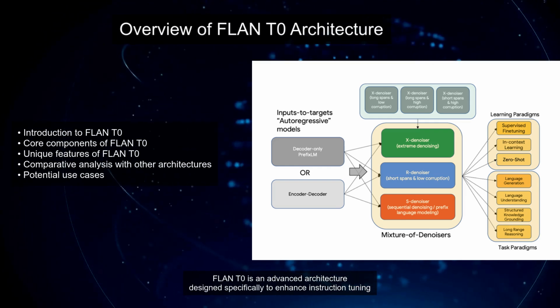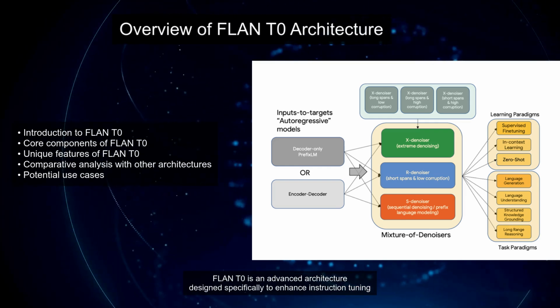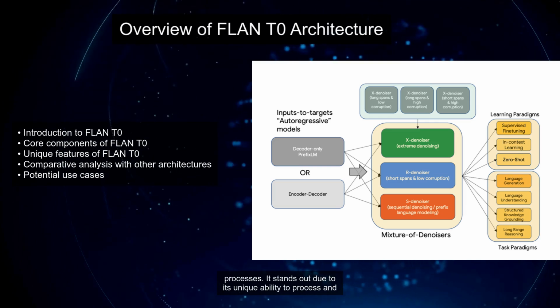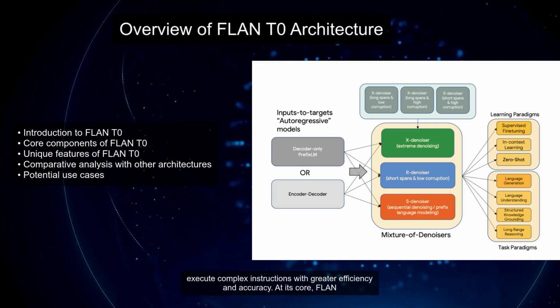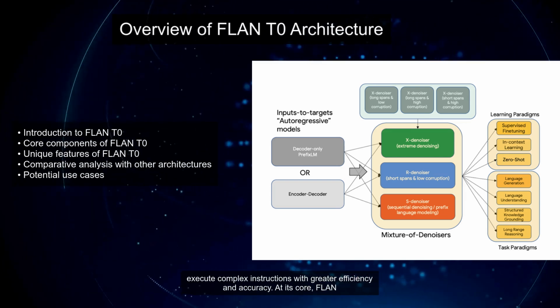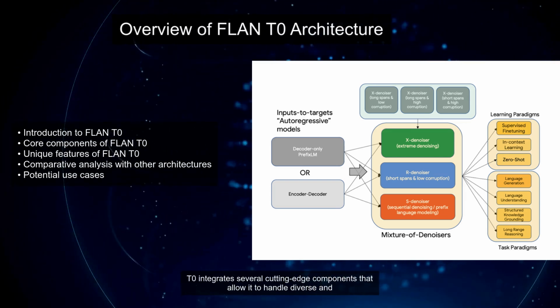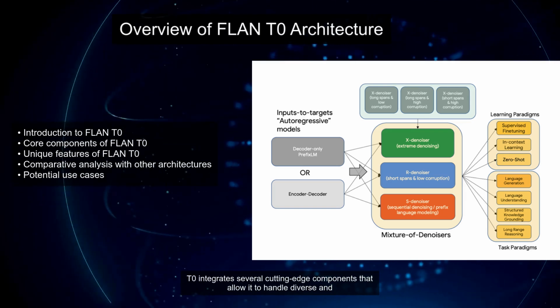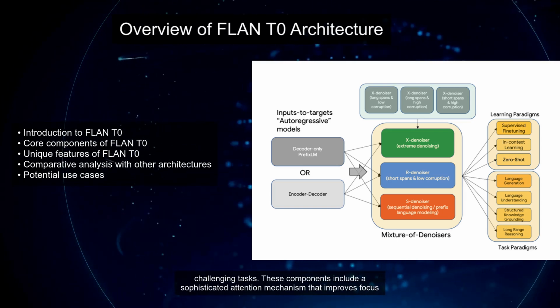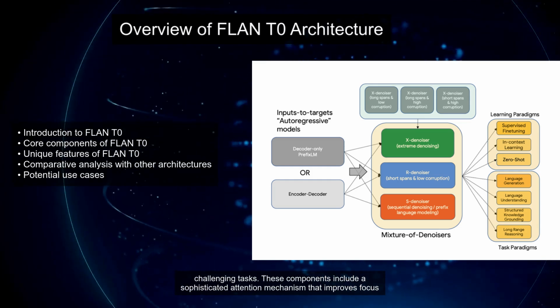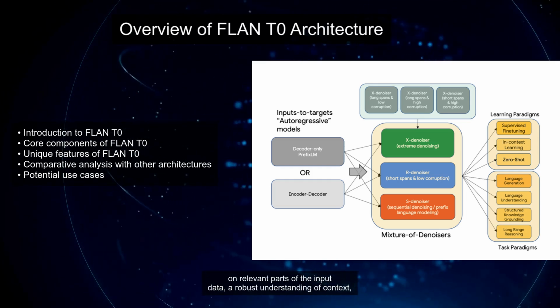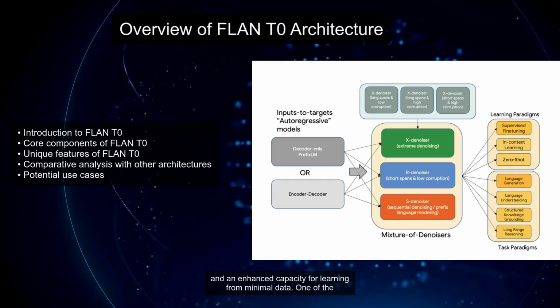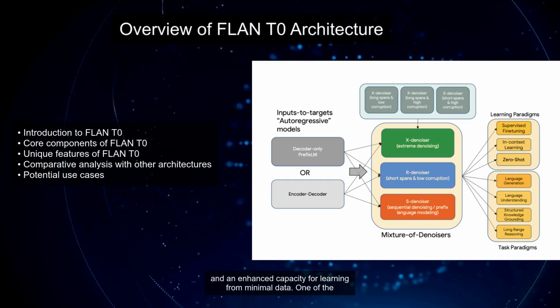FLAN T0 is an advanced architecture designed specifically to enhance instruction tuning processes. It stands out due to its unique ability to process and execute complex instructions with greater efficiency and accuracy. At its core, FLAN T0 integrates several cutting-edge components that allow it to handle diverse and challenging tasks. These components include a sophisticated attention mechanism that improves focus on relevant parts of the input data, a robust understanding of context, and an enhanced capacity for learning from minimal data.